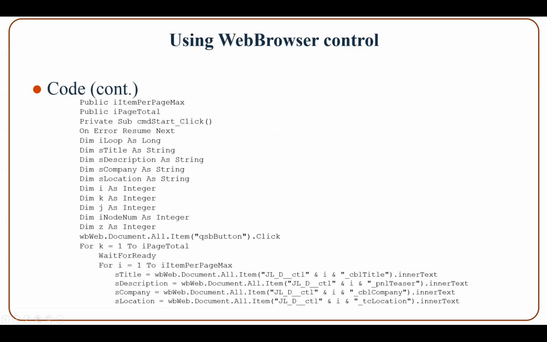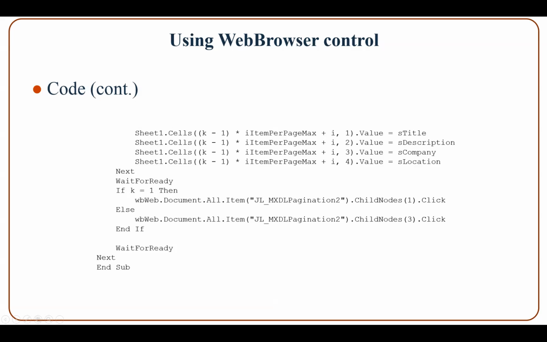So you need two loops, two nested loops. The outer loop is for pages and the inner loop is for each page. In each page, you loop through the jobs. With each job, you get a title, the description, the company, and the location from the web, and then write the title, description, company, and location to a row in worksheet 1.